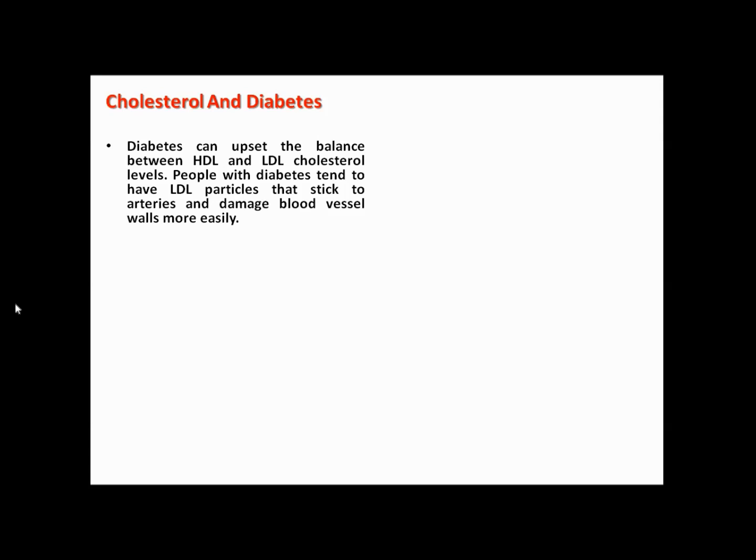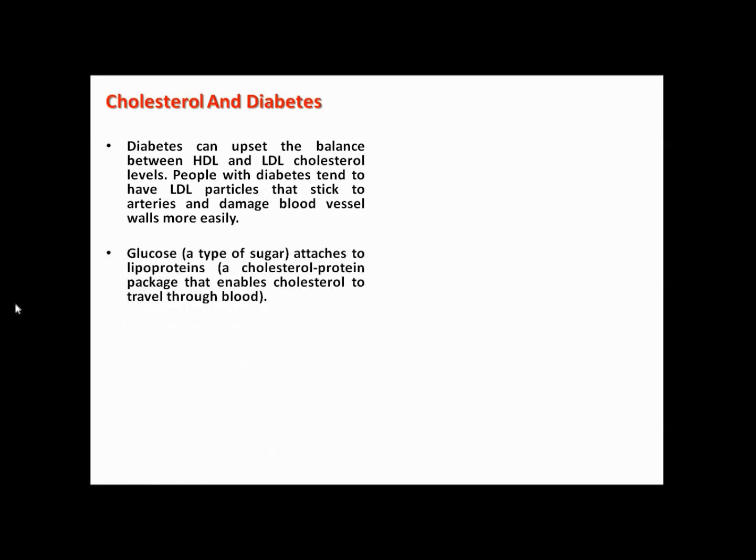I repeat, people with diabetes tend to have LDL particles that stick to the arteries and damage the blood vessel walls more easily. So in a diabetic patient, the amount of LDL particles is more, which can result in damage of the blood vessels more easily. Now how does it happen actually? We know that in uncontrolled diabetes, the amount of glucose is always high. Now what actually happens there?